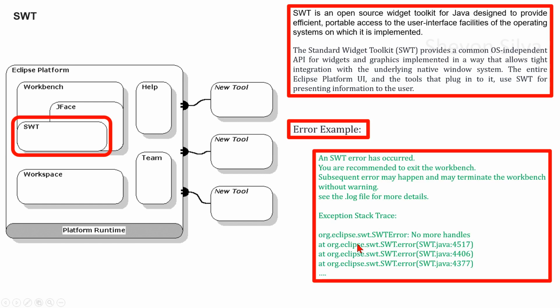As an error example, we can consider this. An SWT error has occurred. You are recommended to exit the Workbench. Subsequent errors may happen and may terminate the Workbench without warning. See the .log file for more details. Exception stack trace: org.eclipse.swt.SWTError: No more handles at org.eclipse.swt.SWT.error, SWT.java 4517, at etc.